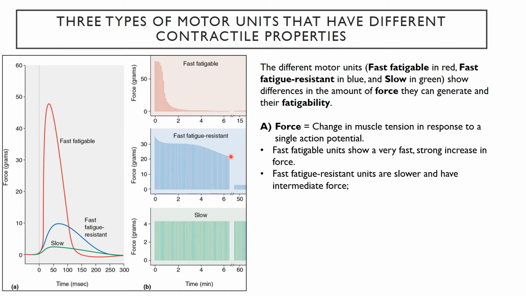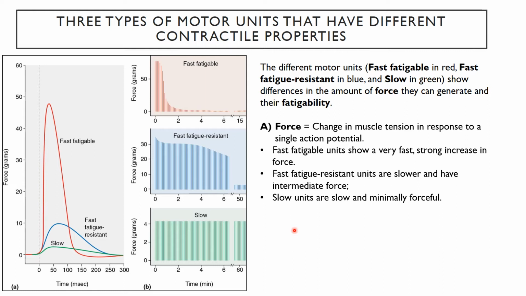Fast fatigue resistant neurons, they have an intermediate force that they will exhibit. So you can see this neuron takes a little bit longer, this whole motor unit, I should say, takes a little bit longer to get up to its peak than the fast fatigable. So it's not as rapid an activation, and it's certainly not as strong. It's about 1/5 of what the other one is. But it's able to maintain its force over a longer period of time. So it can maintain this force up to around 200 milliseconds or so is when it's completely faded, whereas the fast fatigable is fading within about half that time.